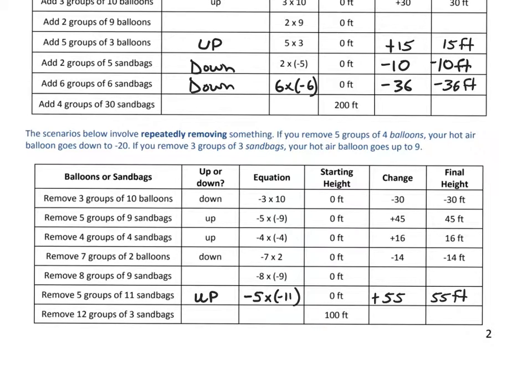If we remove 12 groups of 3 sandbags, we have to be going up. We're removing 12 groups of 3 sandbags. So if we start, now we're trying to trick you here a little, at 100 feet, well, negative 12 times negative 3 is we're going up 36, right? Up 36. So 100 plus 36, you would end up at 136 feet.